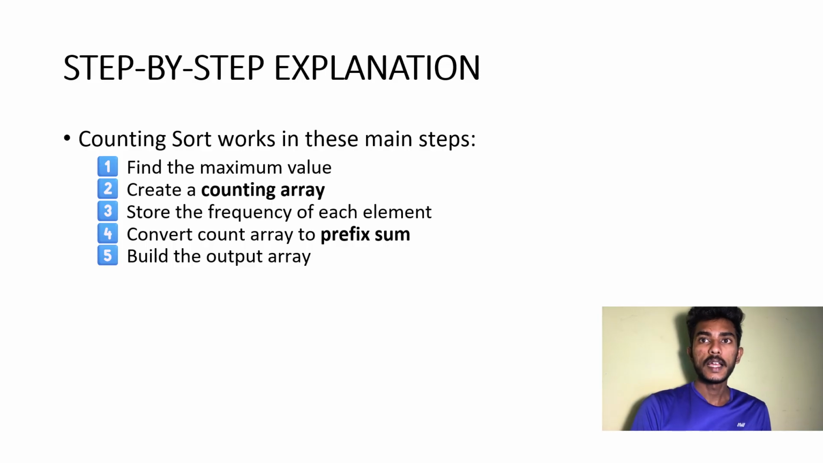Step by step explanation. Counting sort works in these main steps. First one is find the maximum value. Second one is create a counting array. Third one is store the frequency of each element. Fourth one is convert the count array to prefix sum. Final one is build the output array. Now let's understand each step with an example.